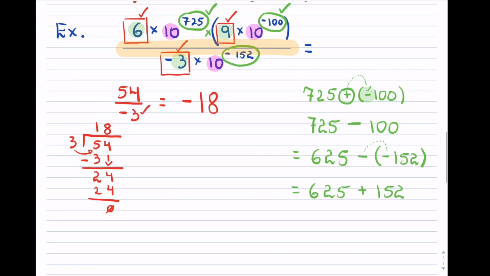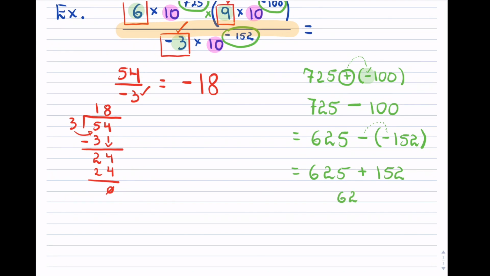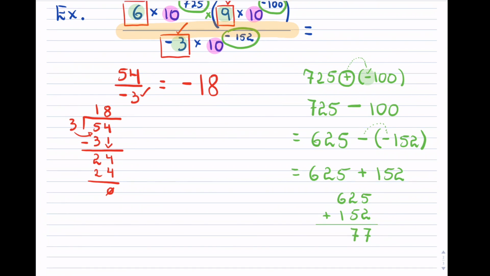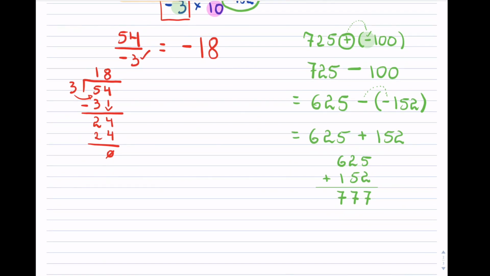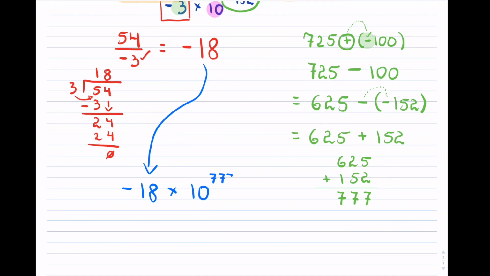And that addition we can do, so let's line these up and add them together. So 5 plus 2, that's 7. Oh, 2 plus 5, again is 7. Oh, look at that, all 7s. So that is my exponent. So the answer, if I bring these things together, is -18, that's from right here, times, the base stays the same, and the exponent is 777.